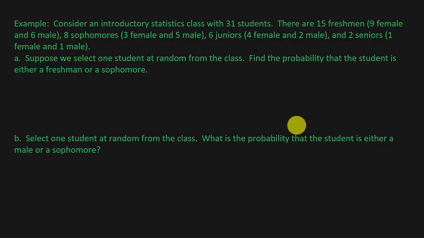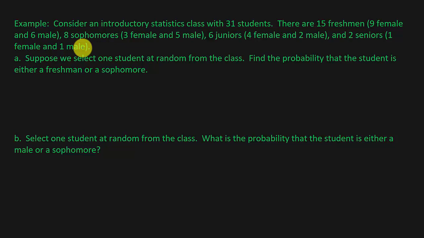All right, consider an introductory statistics class with 31 students. There are 15 freshmen. 9 of those freshmen are female and 6 are male. 8 sophomores, 3 female and 5 male. 6 juniors, 4 female and 2 male, and 2 seniors, 1 female, 1 male. Suppose we select one student at random from the class. Find the probability that the student is either a freshman or a sophomore.